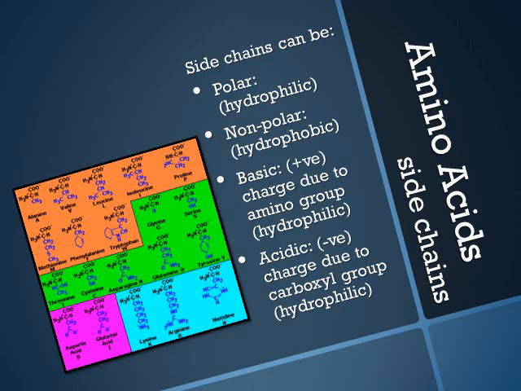And in the blue at the bottom, we can see each one of these has at least 1 nitrogen group in the side chain, which is going to give these side chains a basic component to them. So these are our basic side chains.